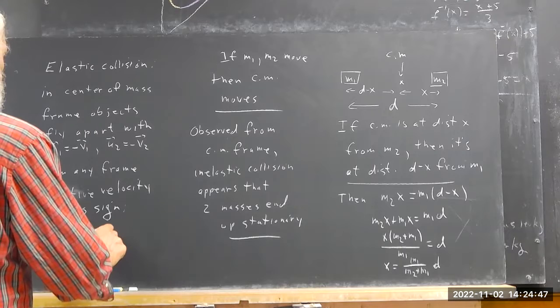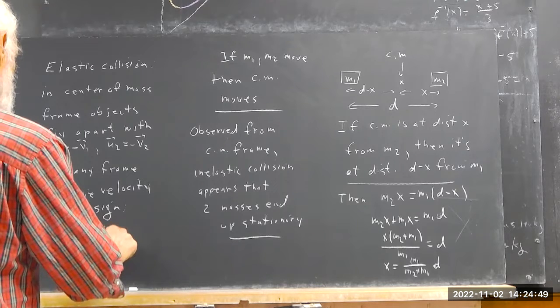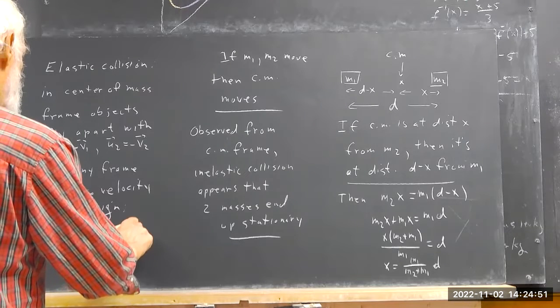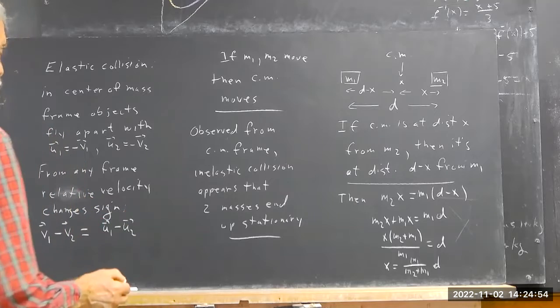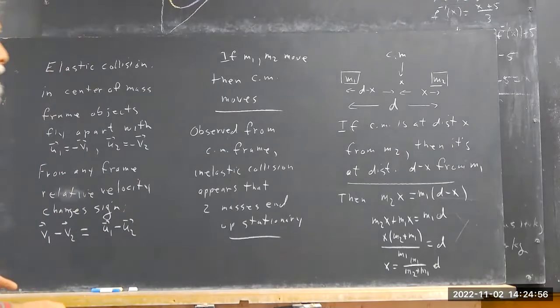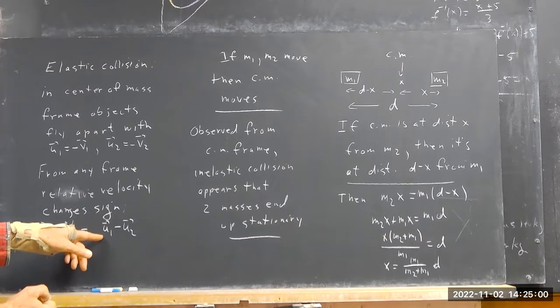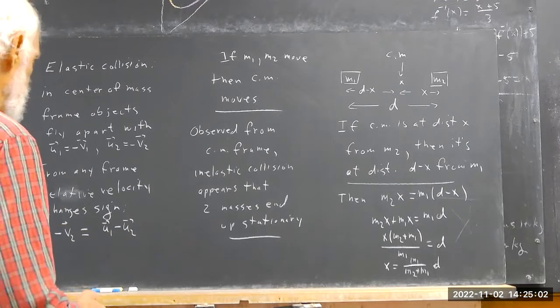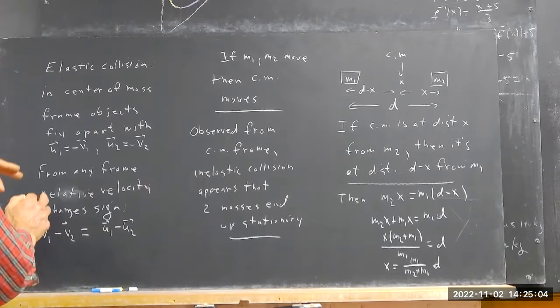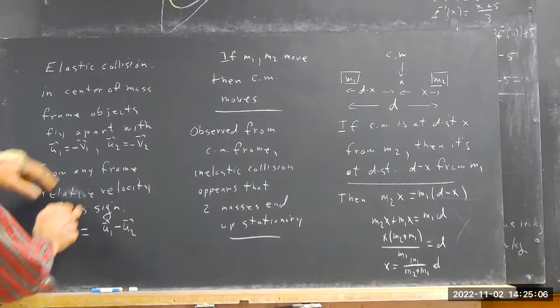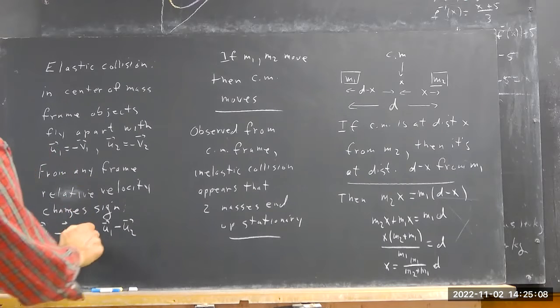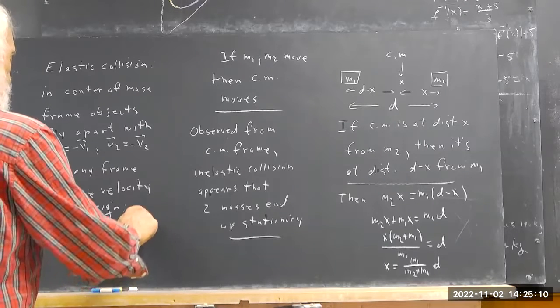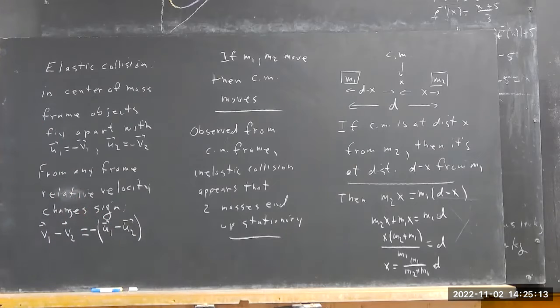After collision, the relative velocity, again the relative velocity of the second mass relative to the first, would be U1 minus U2, and that has to be equal and opposite to this. Say the relative velocity changes sign. So that would be written down with a negative sign.